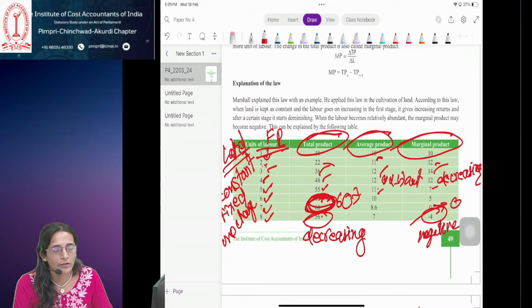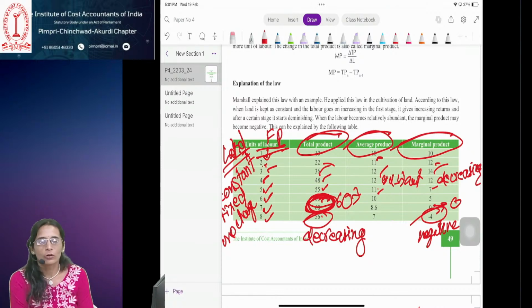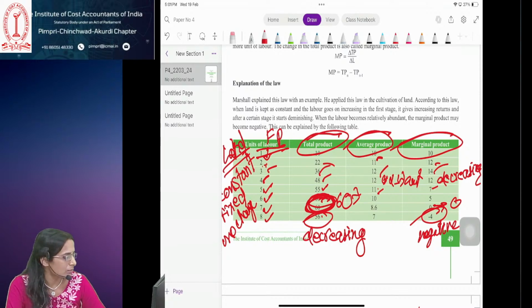So what we were discussing, the law of variable proportion is for the short term and the law of returns to scale is for the long run. So the name itself suggests.